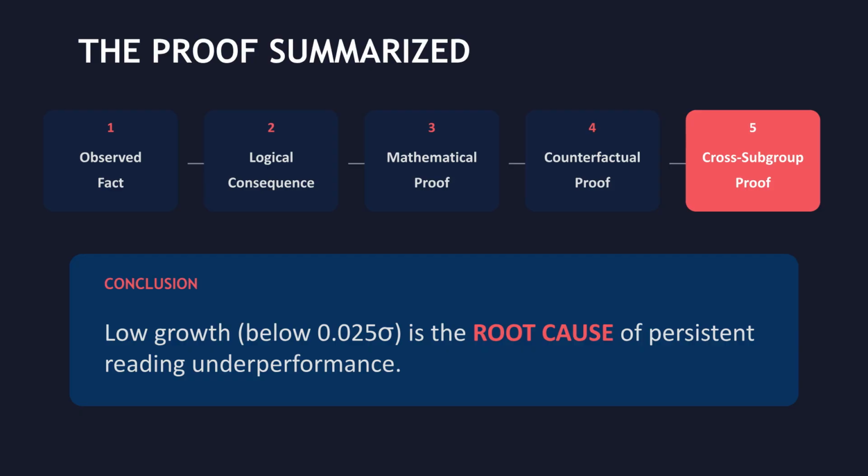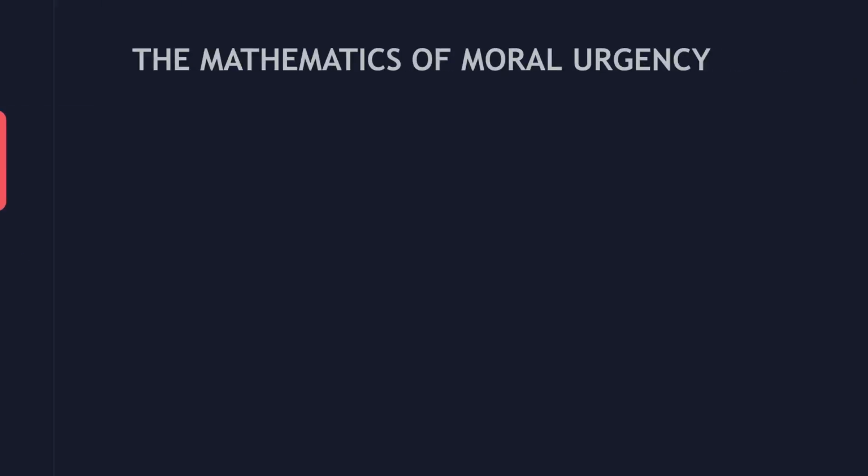To summarize the 5-step proof, low growth, specifically below 0.025 sigma, is the root cause of persistent reading underperformance. The progression moves from observed fact to logical consequence, mathematical proof, counterfactual proof, and cross-subgroup proof. The Hare-Hale temporal scale serves as a moral instrument, not just a mathematical tool.